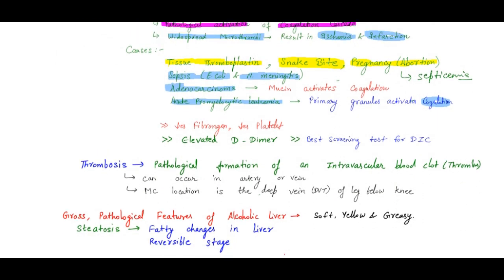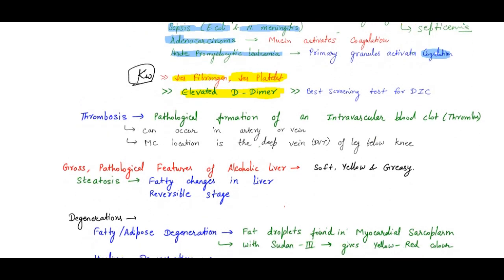Remember two things here: if we check the lab diagnostics, we will find decreased fibrinogen and decreased platelets. These are also keywords for your exams. So if you find decreased fibrinogen and decreased platelets in a question, close your eyes and go for DIC. You can also find elevated D dimer in the question. Elevated D dimer is the best screening test for DIC.